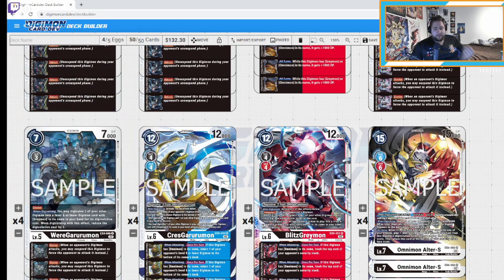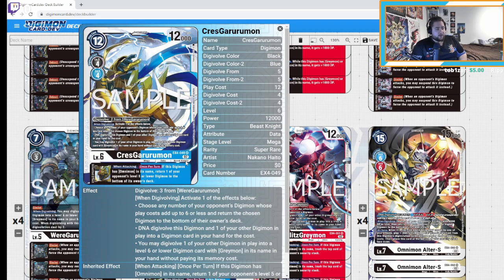Now the puzzle pieces are coming together. You have your Ceres or Grass Garurumon. It digivolves from 3 from Rare Garurumon if you want to evolve it. And when devolving, activate one of the effects below. Choose any number of your opponent's Digimon whose play costs add up to 6 or less. Return the chosen Digimon to the bottom of the owner's deck. What is pretty nice, you have a little bit of cleanup if you want to do something. You can swap up something on board, which is pretty nice.